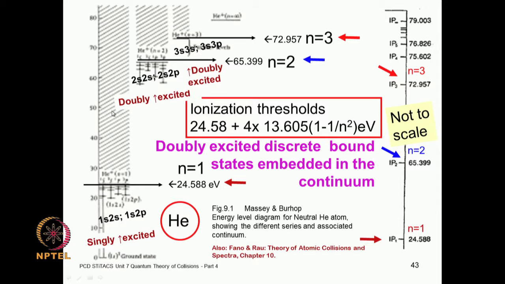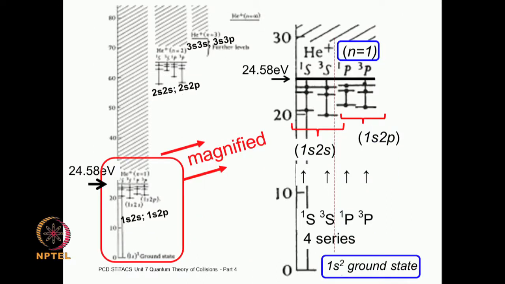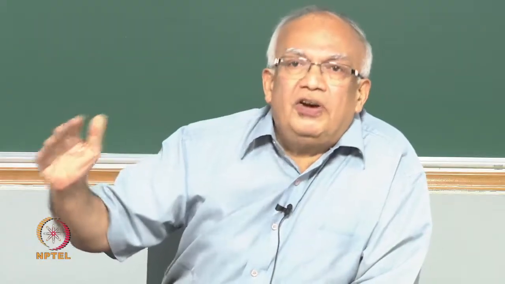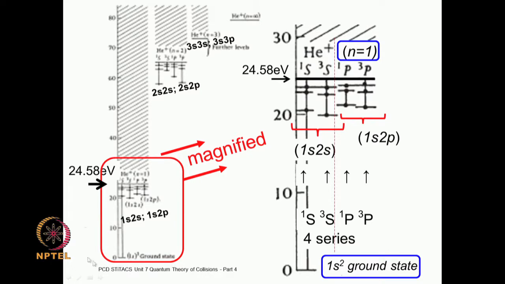So all the doubly excited states on the right are embedded in the continuum of what's on the left, and that is the configuration interaction, in which you will have a bound to bound configuration mixing with a bound to continuum. So here is a magnification of this part alone.